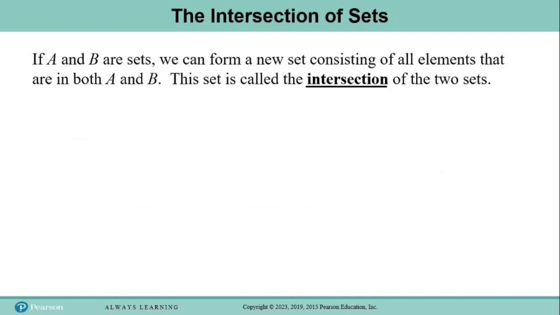Now let's talk about the intersection of two sets. So if A and B are sets, we can form a new set consisting of all the elements that are in both A and B. This set is called the intersection of two sets. And the symbol for the intersection of two sets looks kind of like an upside down U or a lowercase n, or maybe a horseshoe. It's not a letter, so I don't want you to think that this is a lowercase n, but it's just an arch, okay? And that's all it is. So that symbol right there represents intersection.